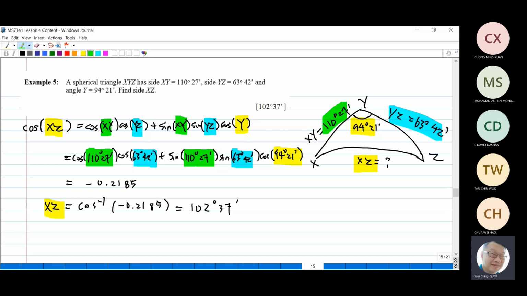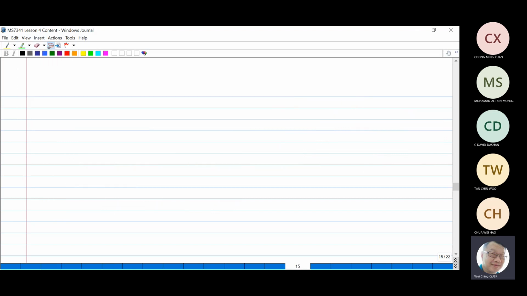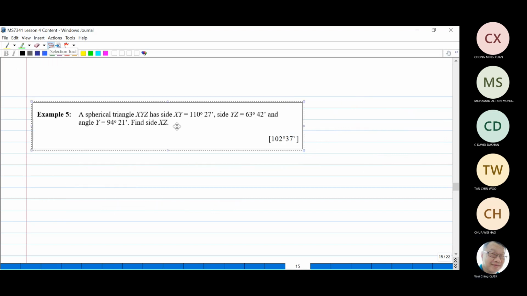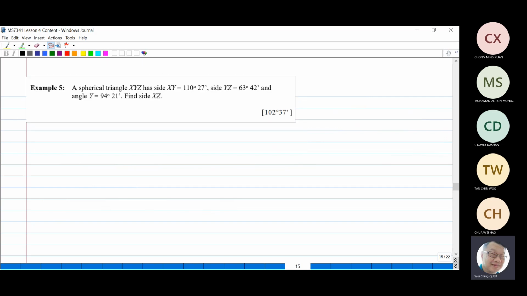Okay, so move on. Example 5 now. How to find this one? Let me write this for you again. Example 5. As you see, there is only one answer when you use the triangle. So this one is spherical triangle XYZ now. So we can draw a triangle XYZ here.